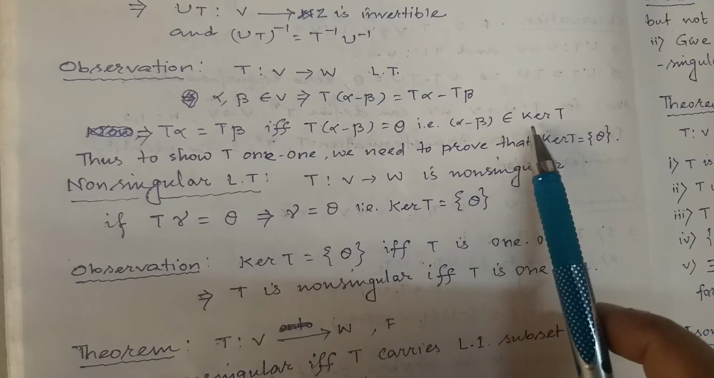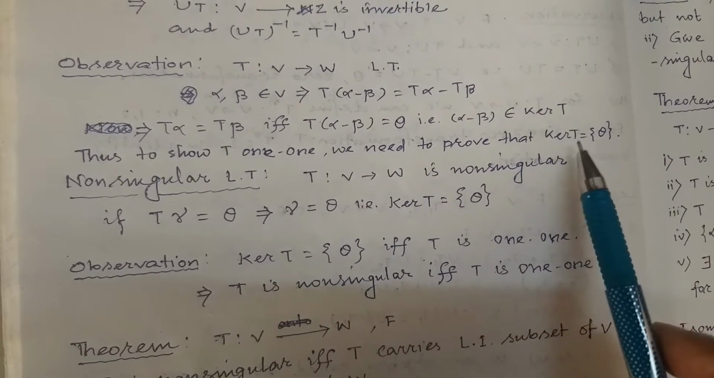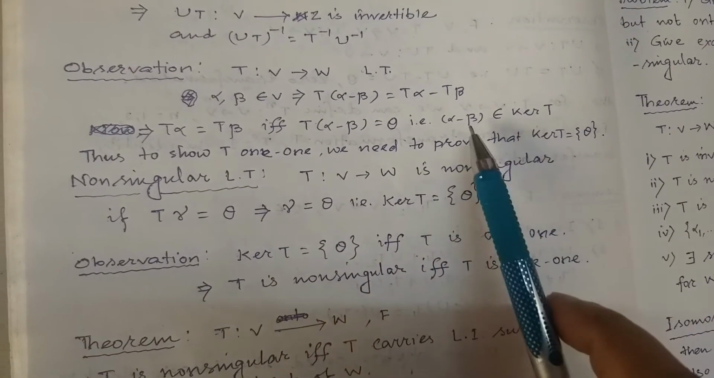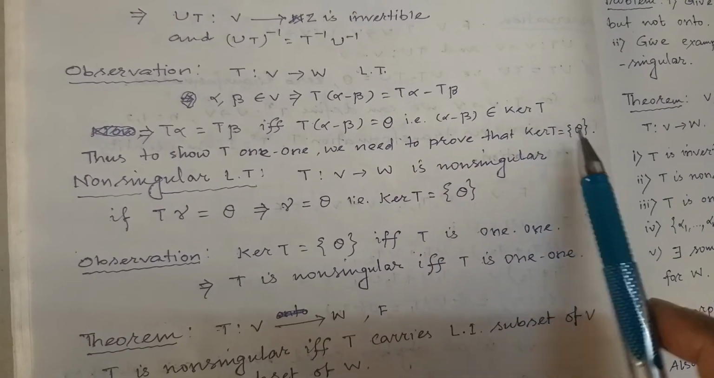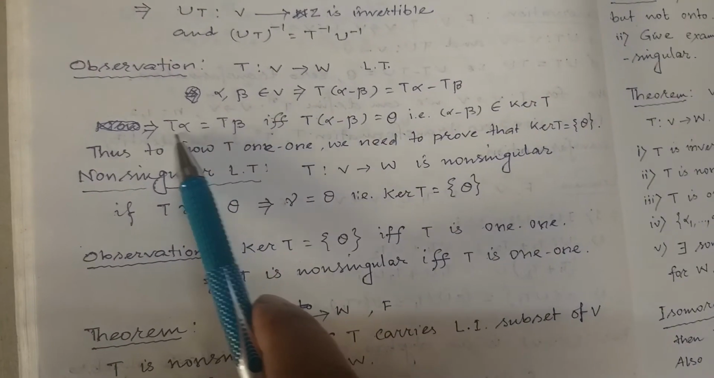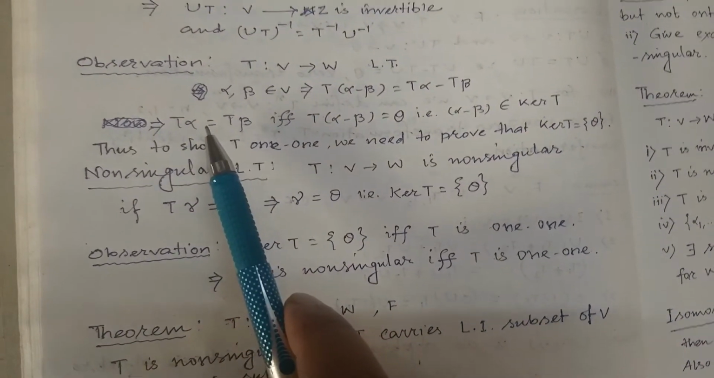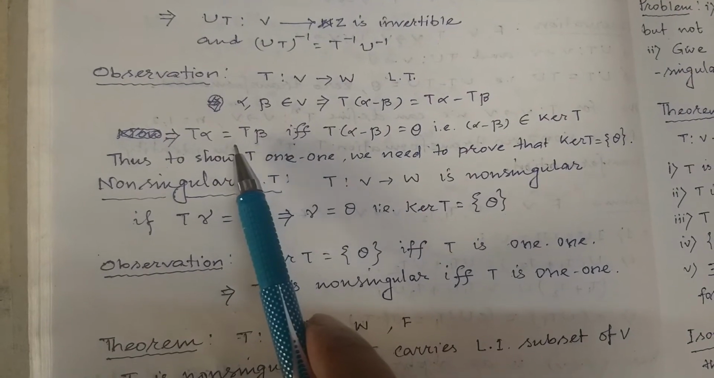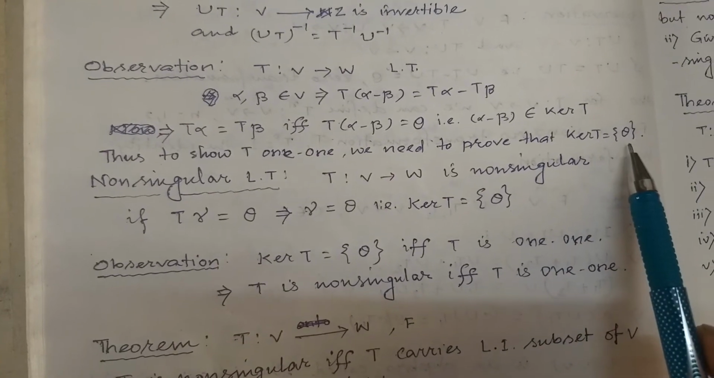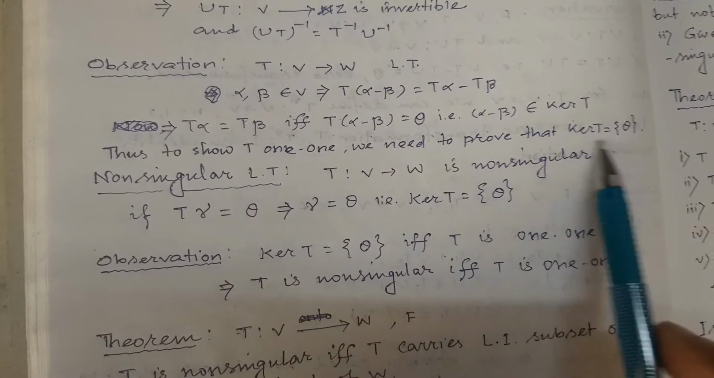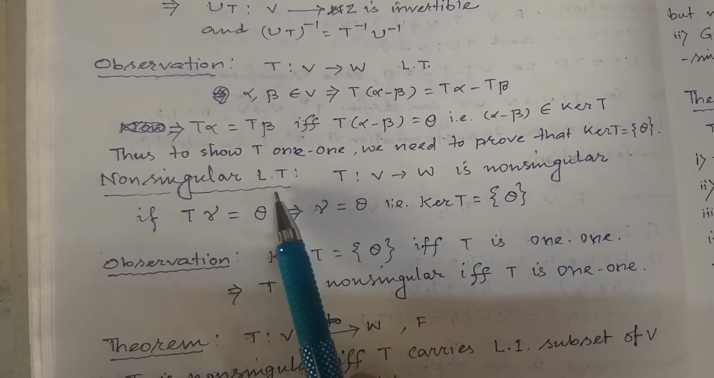Okay, so for the one-oneness of the transformation T, we have to just check that ker T contains only the theta, because otherwise if ker T has more than one element, then there exist alpha, beta belonging to V such that alpha minus beta belongs to ker T, and also T alpha equals T beta. So alpha not equal to beta but T alpha equal to T beta, then T will not be 1-1. So it is necessary for the one-oneness of T that ker T equals singleton theta. Using this property, we define the non-singular linear transformation.